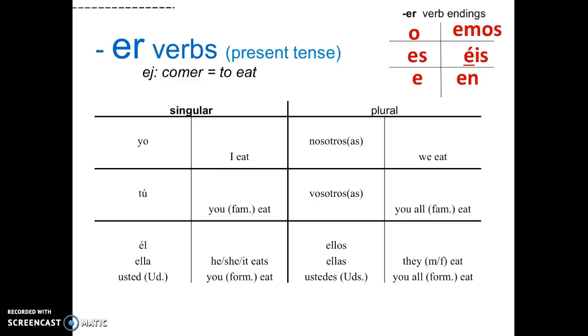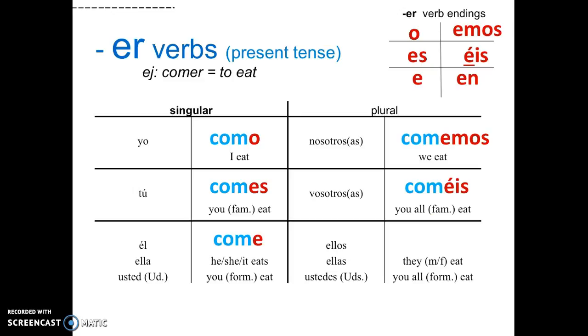So if I apply those to the verb comer, I find the stem, com, and I add the appropriate endings, and I get como, comes, come, comemos, comés, comen.